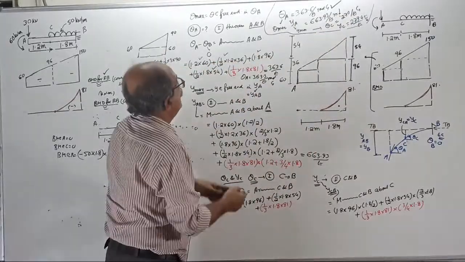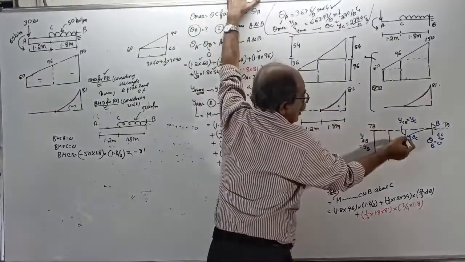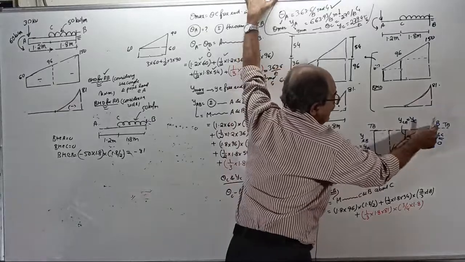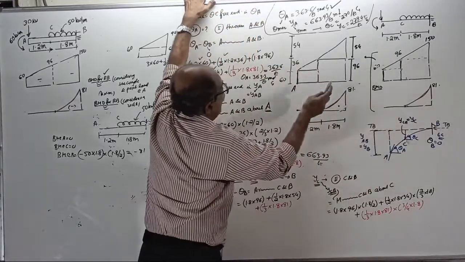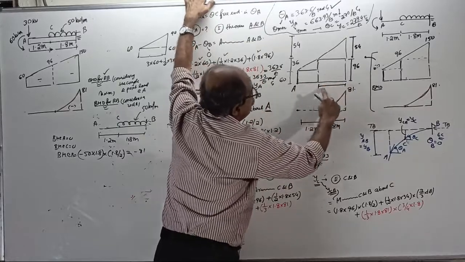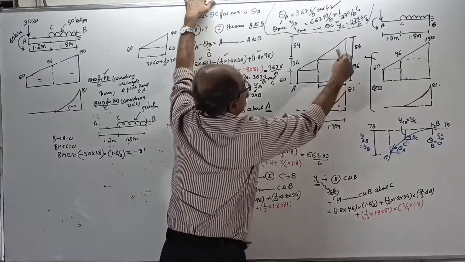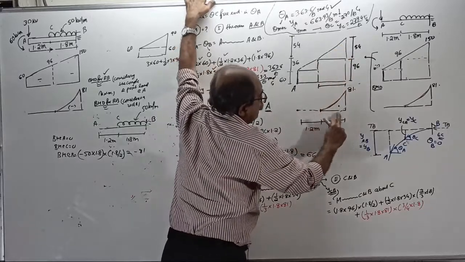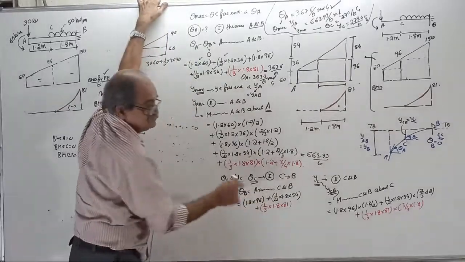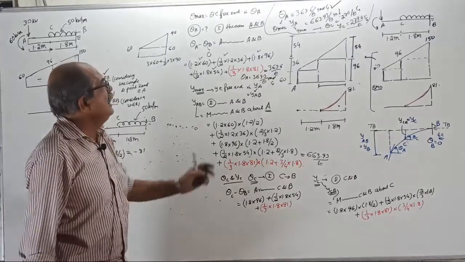See, now, slope and deflection at C are required. To get slope at C, first apply the theorem from C to B. Theta C minus theta B equals the area from C to B. How much area? 1.8 into 96 plus half into 1.8 into 54 plus 1/3 of 1.8 into 81. Only that side area.